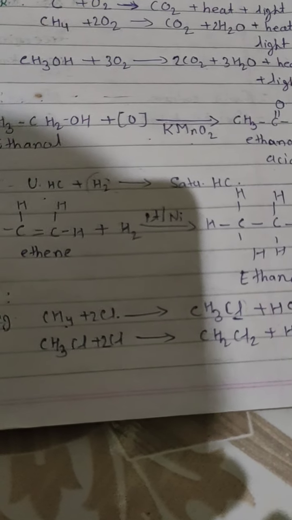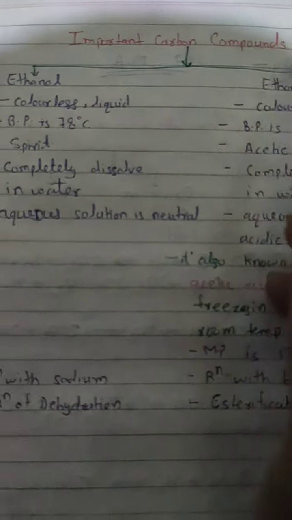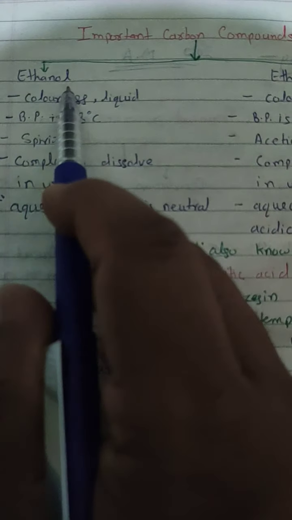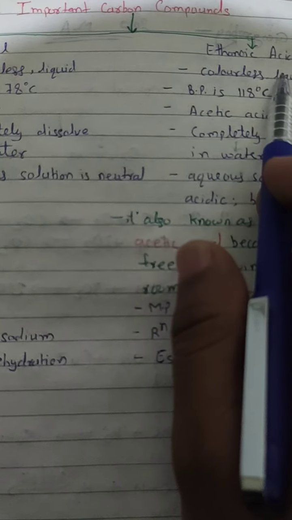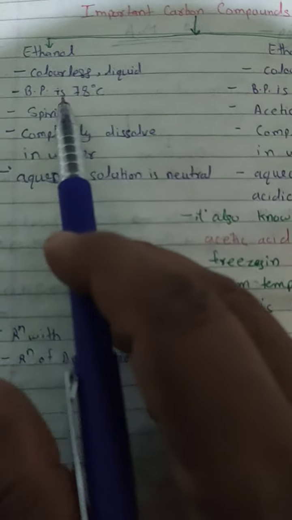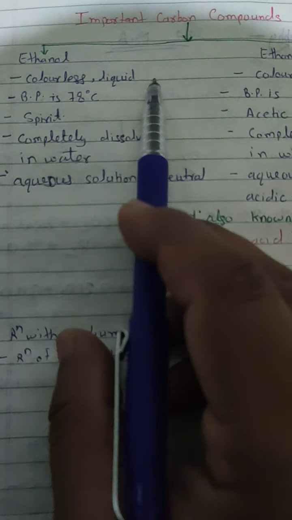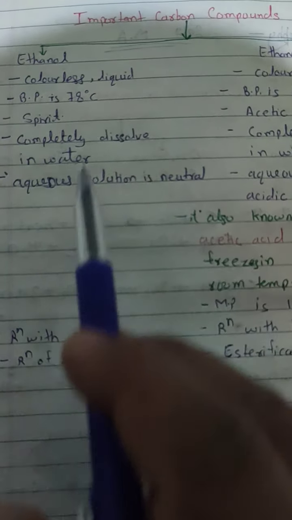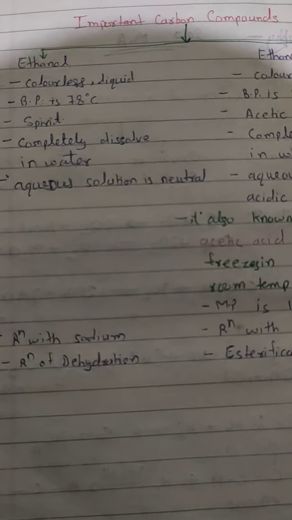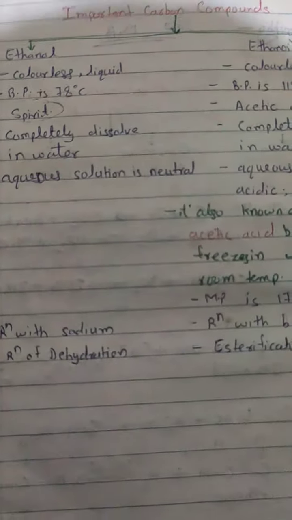Understood? Now we will start the next subtopic, important carbon compounds. See, important carbon compounds. There are 2 important carbon compounds. One is ethanol and second one is ethanoic acid. See the physical properties. Ethanol is a colorless liquid at room temperature. Its boiling point is 78 degrees Celsius. It is also known as spirit.